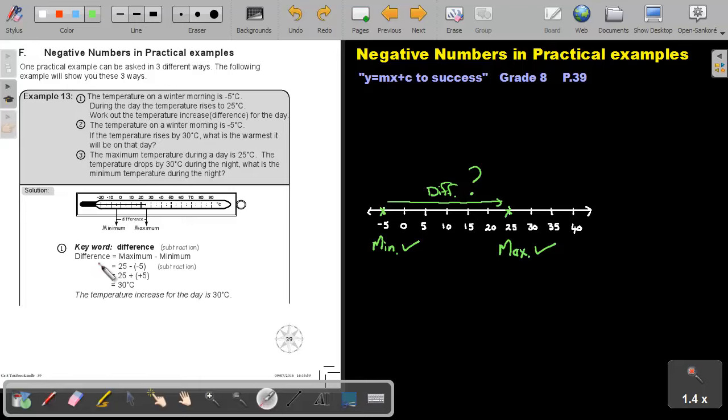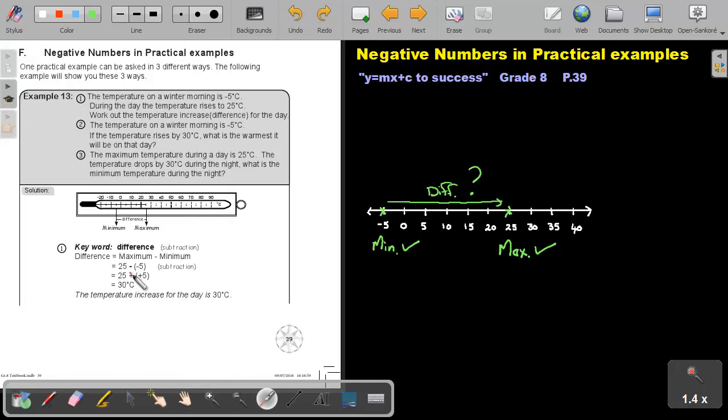To find the difference, I will just take the maximum and I will subtract the minimum. Remember, I'm doing subtraction, but the minimum is a negative number, so put it in brackets. There must be 2 negative signs, one for subtraction and one indicating it's 5 degrees below 0.